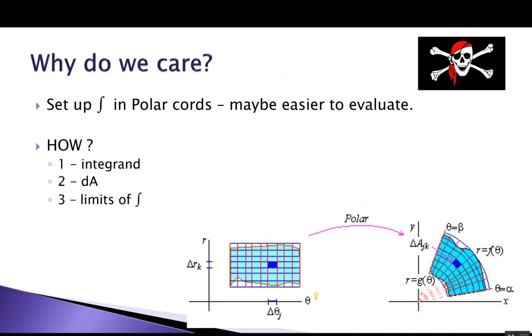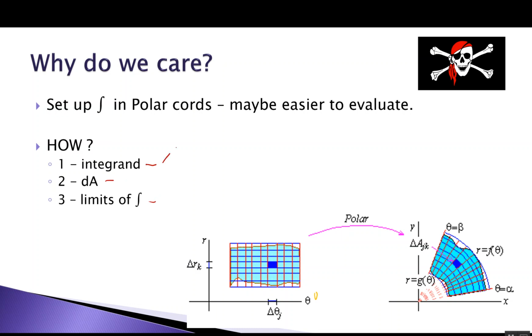Okay, why do we care about this? If we set things up in polar coordinates, it might be easier to evaluate. And how are we going to do that? We're going to do it in 3 steps. We're going to change our integrand. We're going to find what our dA is, and then we're going to calculate the limits of integration.